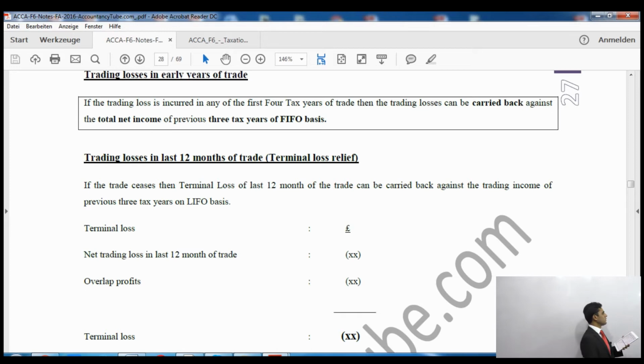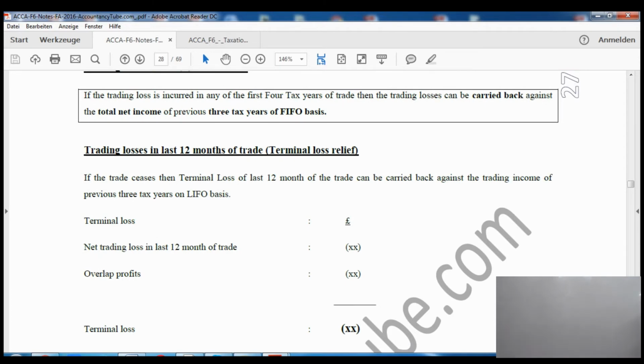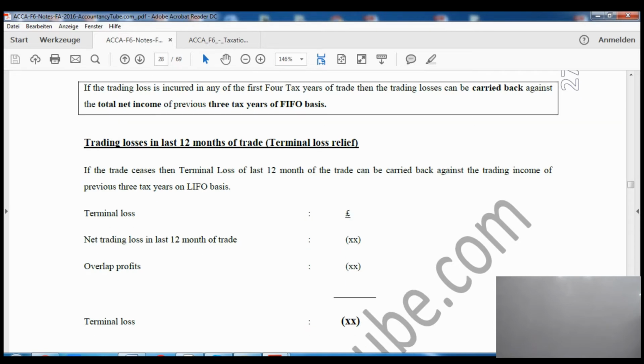Right? Now, why does it say total net income? Because we have no trading profits anyway, because we are already in the loss, so we cannot set off against the trading profits. So we'll have to set off against total net income of the previous 3 tax years. So it is called early year loss relief.